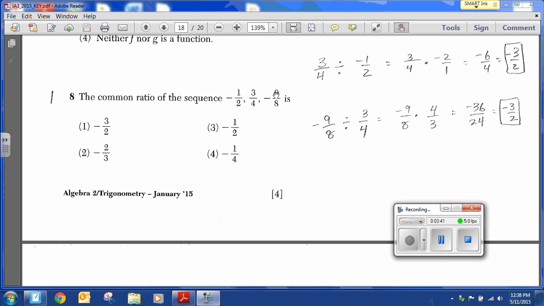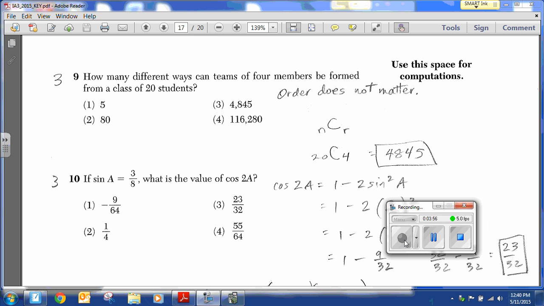And at the same time, we can divide the third term by the second term to find the exact same common ratio. So that's what I did here. 3/4 divided by -1/2, well, we must keep change flip to get -3/2. And as you can see, when we divide -9/8 by 3/4, we get the same thing, -3/2.